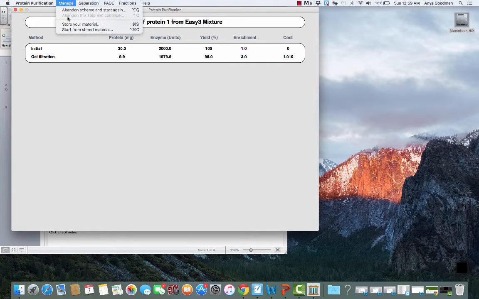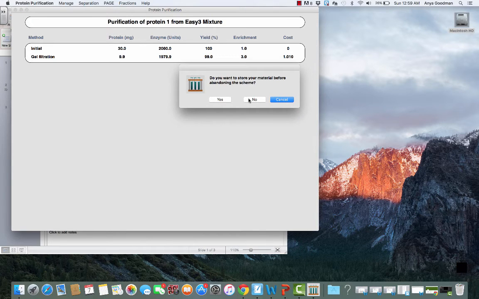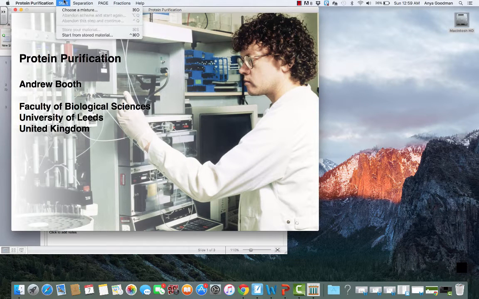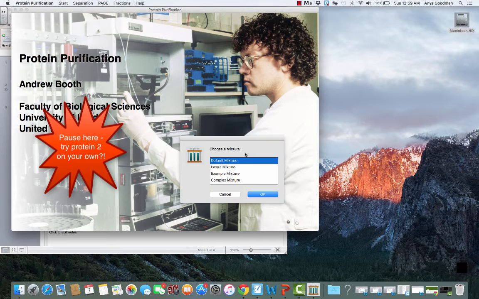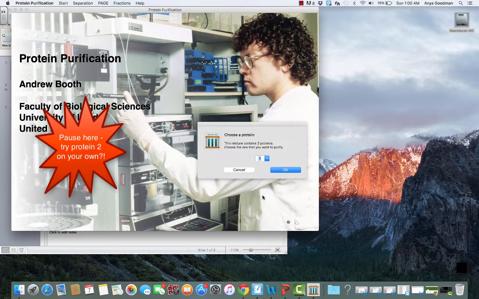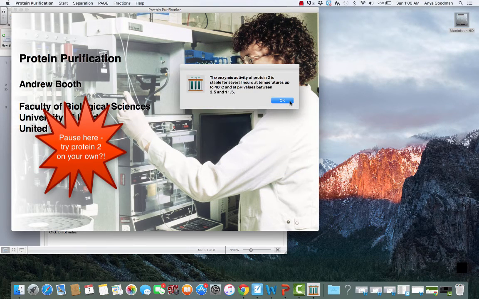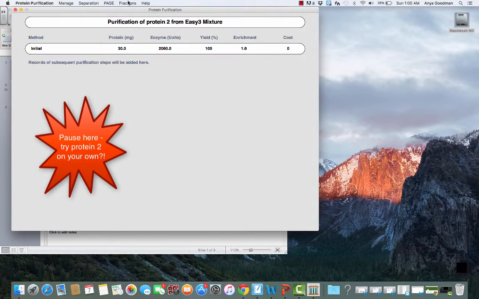If you ever try a step and it doesn't work, keep in mind you can always go to abandon this step and continue and redo that step. But we're going to start over. We're not saving anything. We're going to go to the same mixture and now choose protein 2. Okay. So we got some more information about it.